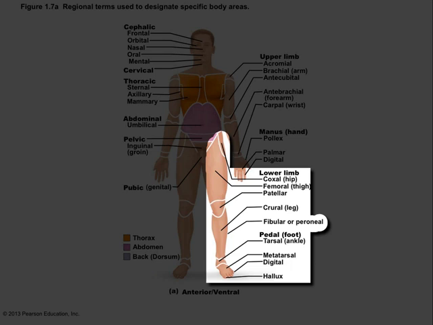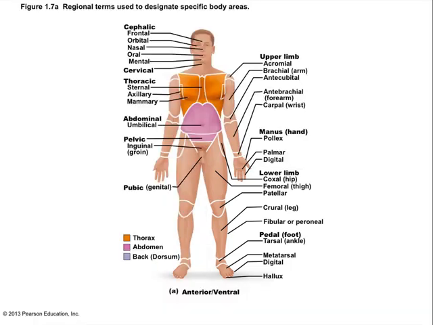The knee, seen from the front, would be the patellar area. As we move below the knee, we get into the leg proper, and that's the crural area. Off on the side, by the little toe, we have the fibular area, sometimes called the peroneal area. As we move into the foot, we get to the tarsal area, which is the ankle, the metatarsal, which would be the bridge of your foot, the toes, which would be the digits, and the big toe proper is the hallux. Now turn the page and let's look at this individual from behind.